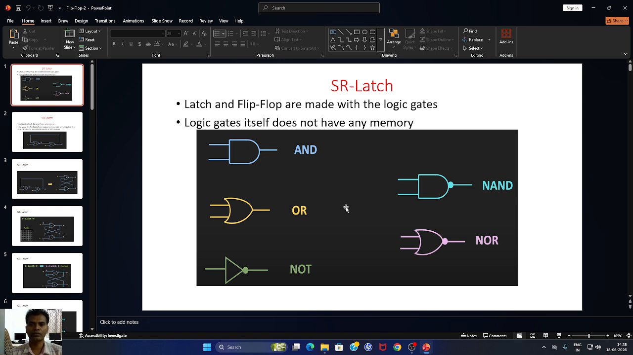Good morning, all. In this session, we are discussing the implementation of the SR latch using logic gates. Latches and flip-flops are made with logic gates, and logic gates themselves don't have any memory. These are some of the logic gates: AND, OR, NOT, NAND and NOR, and these two are called the universal gates.